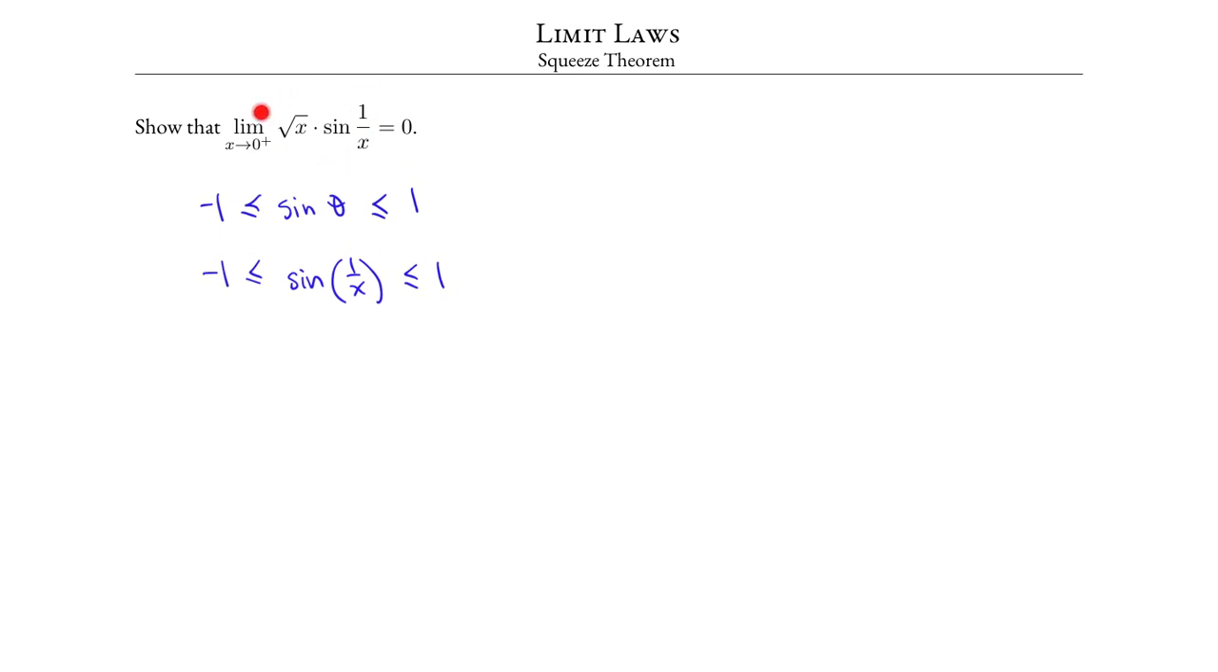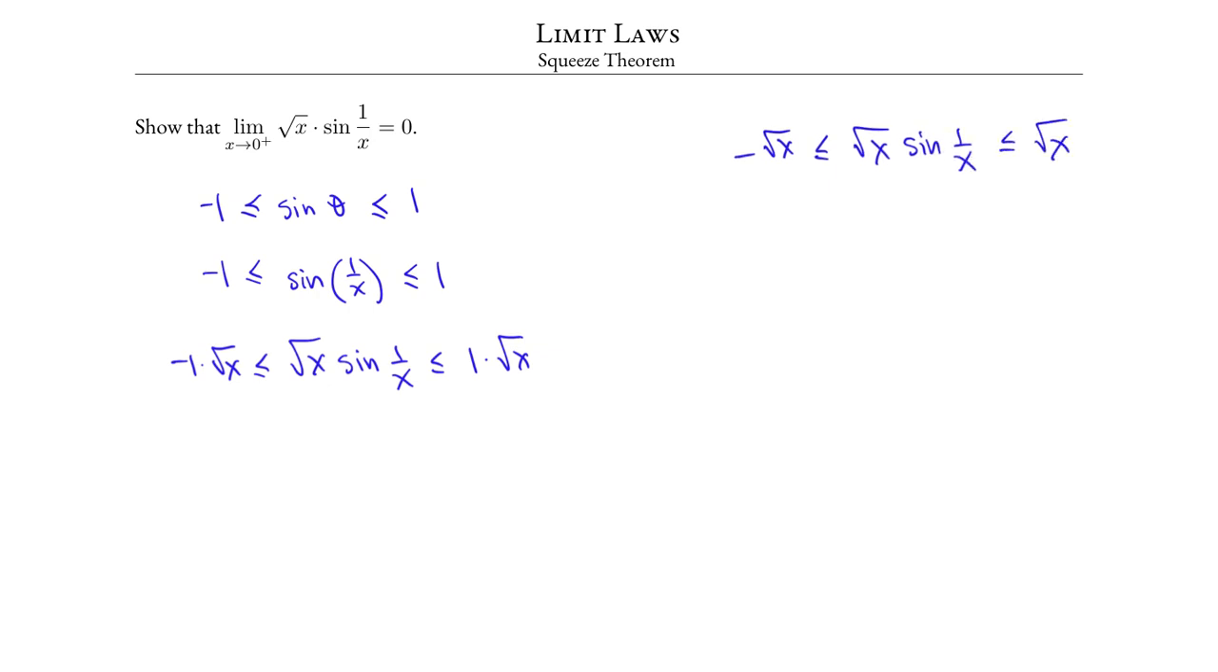To obtain the given limit, we simply take these inequalities and multiply the square root of x to all three parts. Now, the square root of x is a positive number, so when we multiply it, the inequality still holds. We end up with negative square root of x less than or equal to the square root of x times sine of 1 over x, less than or equal to the square root of x.